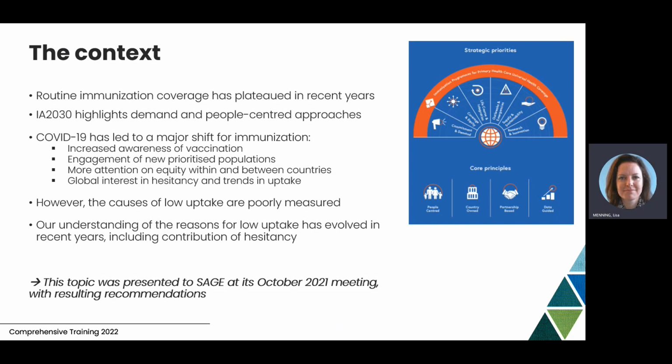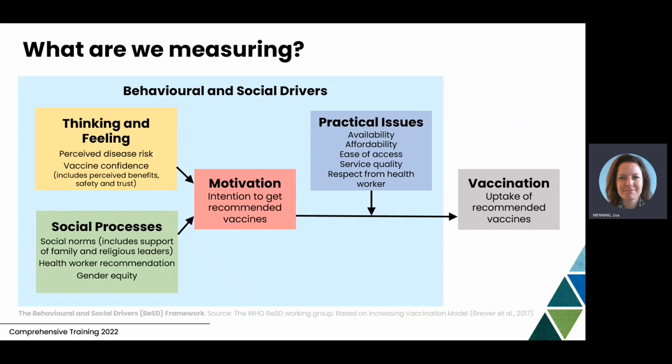A lot of this work we also presented to WHO's Strategic Advisory Group of Experts on Immunisation, or SAGE, at its meeting in October 2021. And as a result of that session, there were a range of different recommendations to programs and to partners to be using these tools systematically for data collection and as part of planning processes.